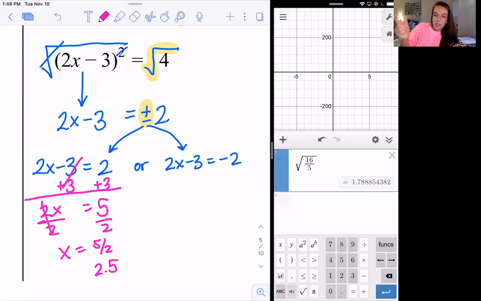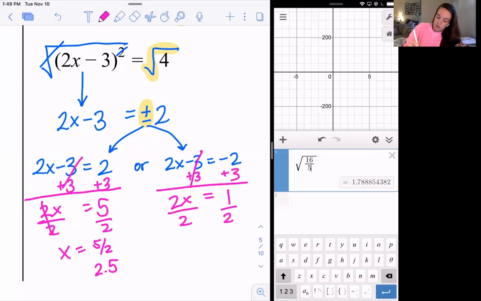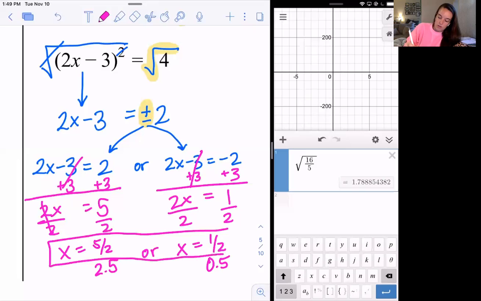And then on the other side, I could do plus 3. 2x equals negative 2 plus 3, which is 1, divide by 2. X equals 1/2, or if you like decimals, 0.5. So my 2 solutions are either 5 halves and 1/2, or 2.5 and 0.5 if you like decimals better.